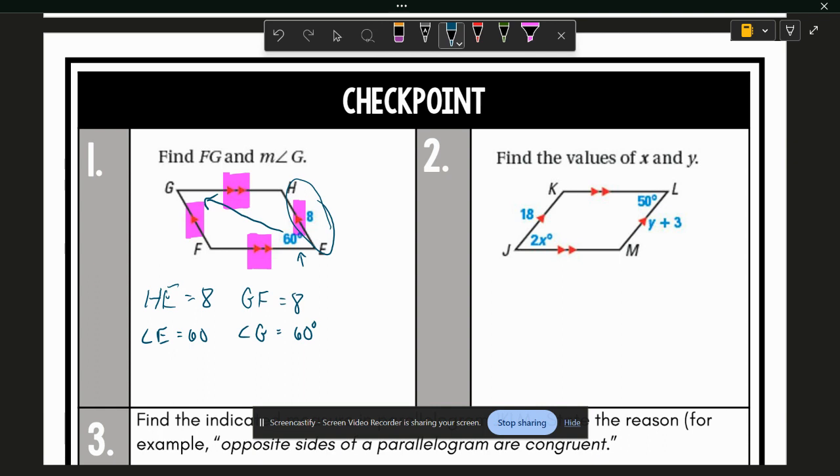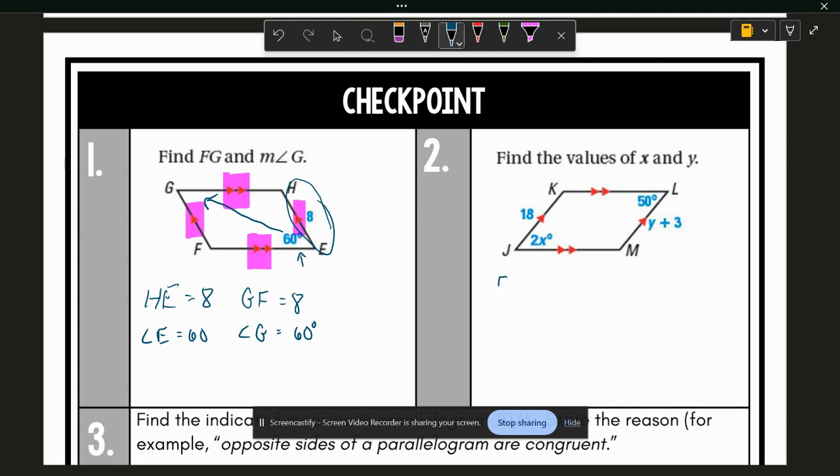So example 1 just talked with numbers. Example 2 now has variables. Find the value of X and Y. Again, it gives us the symbols that this is a parallelogram. Opposite sides are parallel. That means opposite sides are congruent, opposite angles are congruent. So how could I set up an equation to solve for X? Anyone want to chime in as to how you would solve for X?